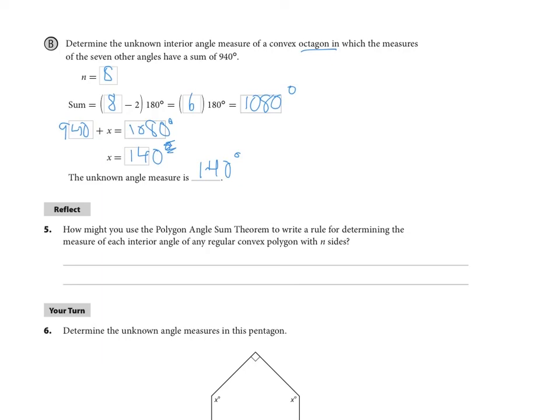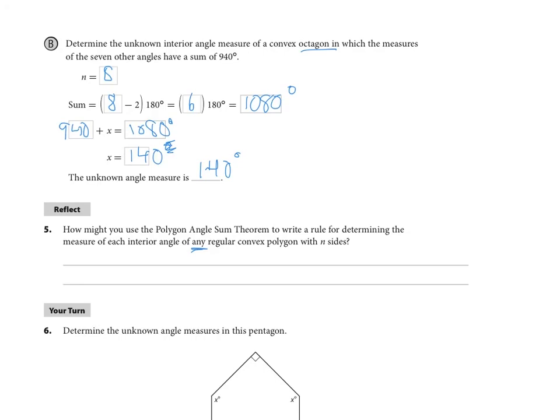All right? So number 5 says, how might you use the polygon angle sum theorem to write a rule for determining the measure of each interior angle of any regular convex polygon with n sides? Okay, think back to what we did on the previous page. We talked about a regular hexagon. What if we don't know how many sides it has? Well, you guys, our formula is very simple.